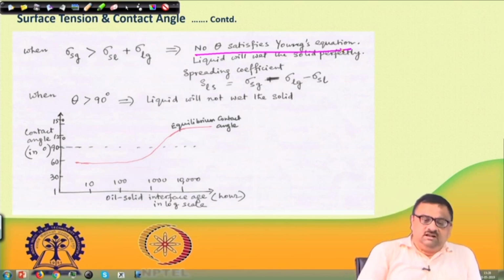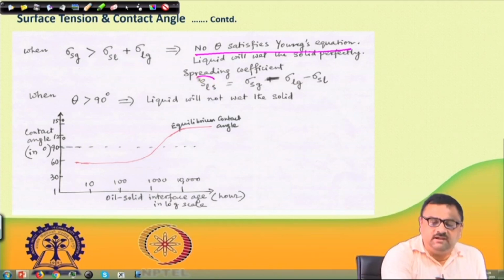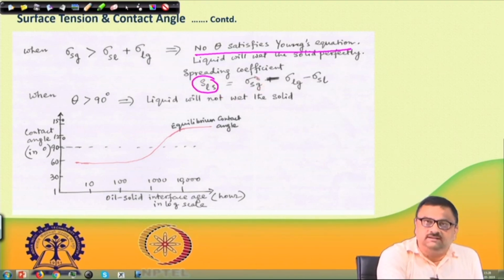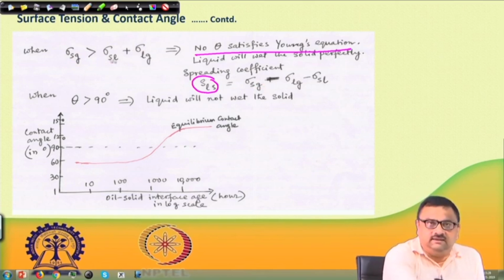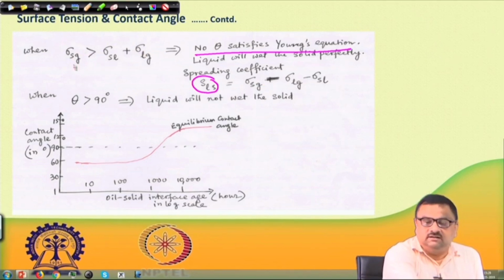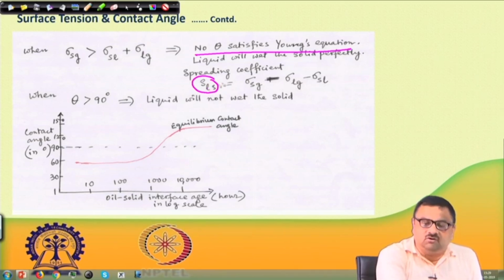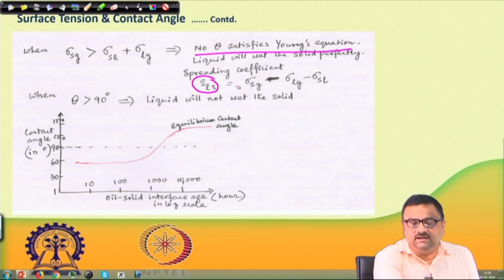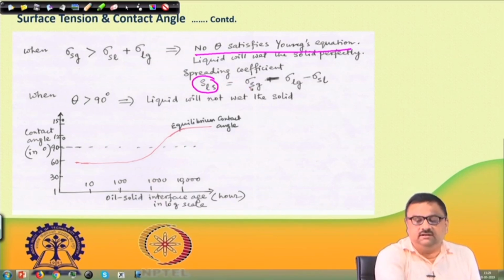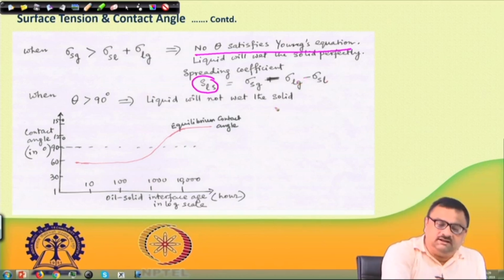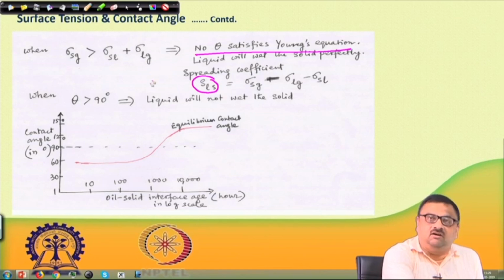Under such a situation, one defines a term called spreading coefficient S_LS, which is equal to sigma_SG, how much it is greater. Sigma_SG is greater than sigma_SL plus sigma_LG, but how much greater? So that is the term one generally looks at, the spreading coefficient. This will definitely spread, there is no doubt about it, it is 100% wetting, but how strong would this wetting tendency be? So S_LS, the spreading coefficient, is defined as sigma_SG minus sigma_LG minus sigma_SL. This is the case when theta equals 0 degree or even less, where no theta can satisfy.